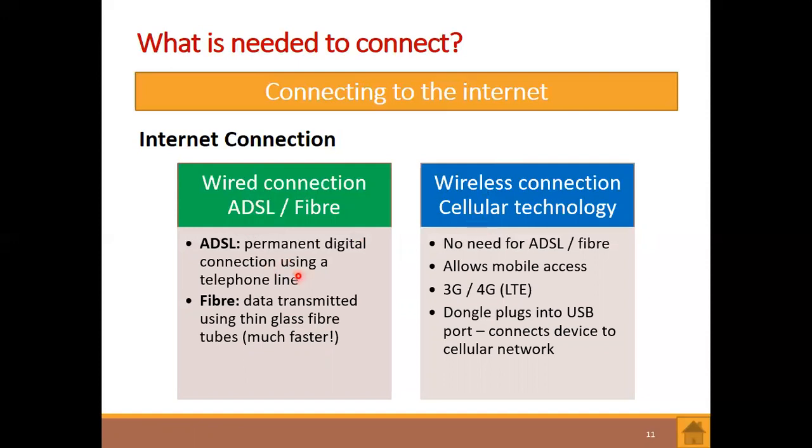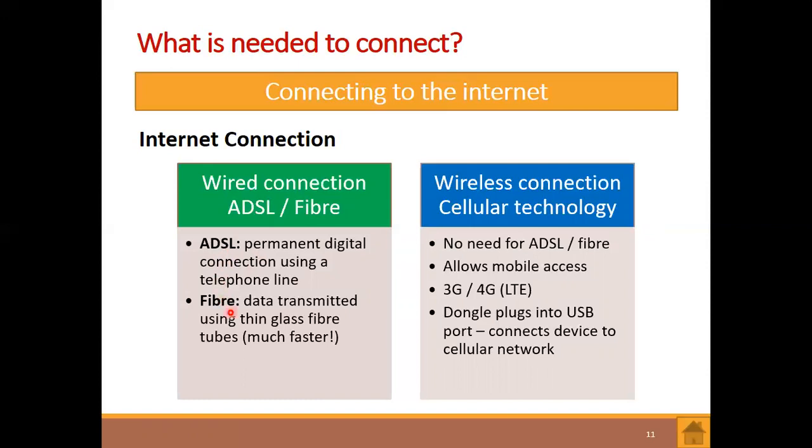So ADSL is asymmetric digital subscriber line. So I'm going to say that again. Asymmetric digital subscriber line. This is a permanent digital connection to the internet using a telephone line. The connection is split into two channels, one for making phone calls and one for connecting to the internet. So you will have two lines going in.